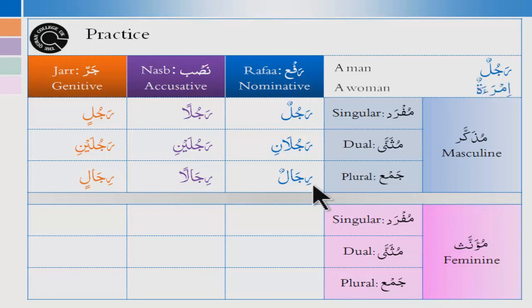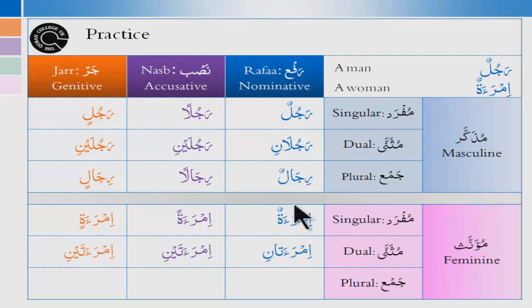The woman would be imra'atun, in rafa, imra'atan, imra'atin, and the dual imra'atani, imra'ateni. Now in the broken plural, something happens which deviates from the normal things, and that's what we bring as an exception. Imra'atun, when it goes into the broken plural, will be nisa'un. And when you take it to the nasab and jar, that would be nisa'an and nisa'in.